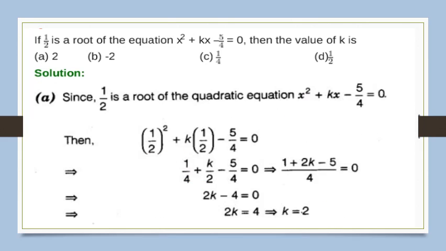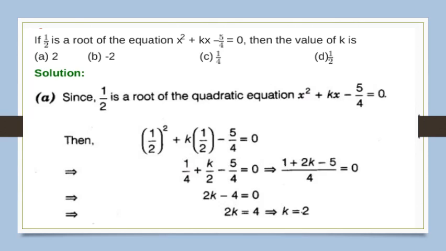Now there are different questions based on this. See here, if 1 upon 2 is the root of the equation x square plus kx minus 5 by 4 equals 0, then what is the value of k? So here if you write the first value, you will get k equal to 2. Like this, one by one you have to solve. Put the value of 1 by 2 in place of x and then solve it.